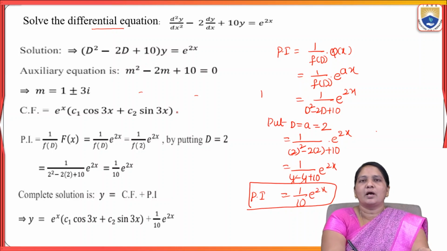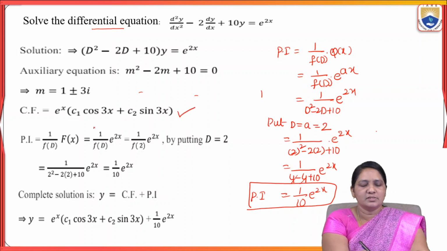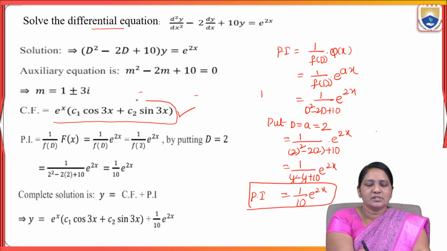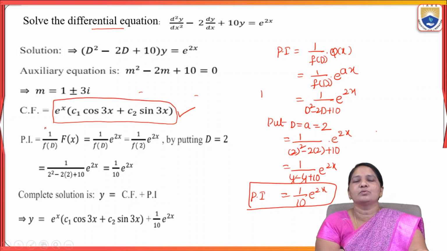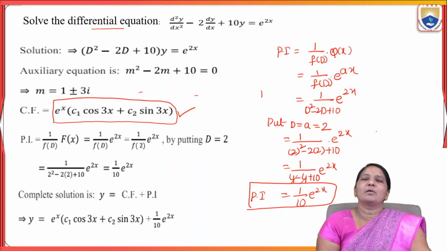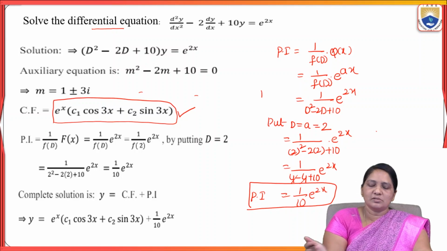So already the complementary function is calculated. This is e power x into c1 cos 3x plus c2 sin 3x. Now what is the complete solution? Otherwise, what is the general solution?